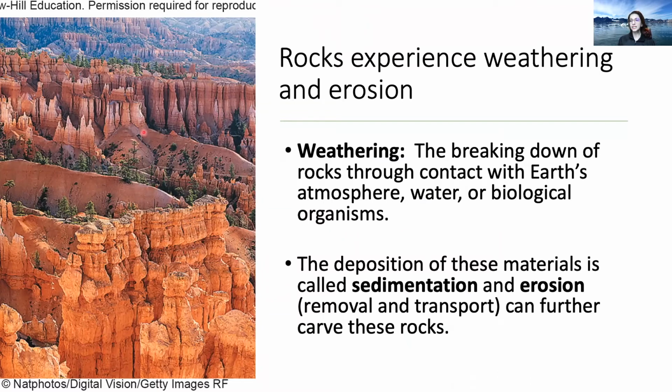And so once these rocks are exposed to the atmosphere and that acid rain, it begins a process called weathering. And weathering is the breakdown of rocks through contact with Earth's atmosphere, water, or biological organisms. So there are organisms, such as plants and their roots, that excrete acidic enzymes that will help the weathering process to break down these rocks.